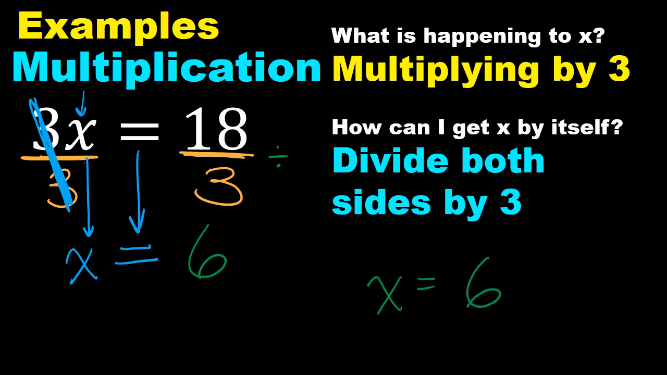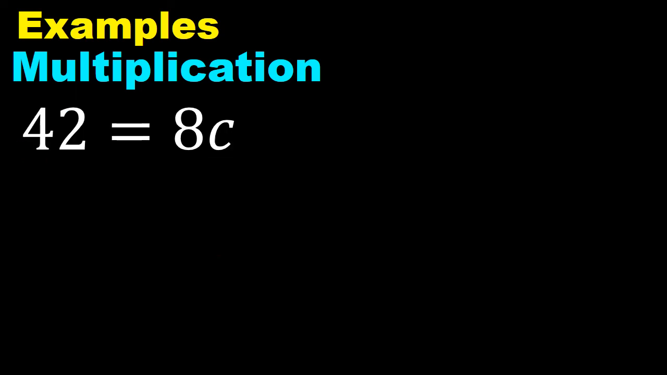The way I can test this out is that if I put in 6 for x, I'm going to do 3 times 6, which is equal to 18. So we know we did that one step properly. Let's take a look at this example.